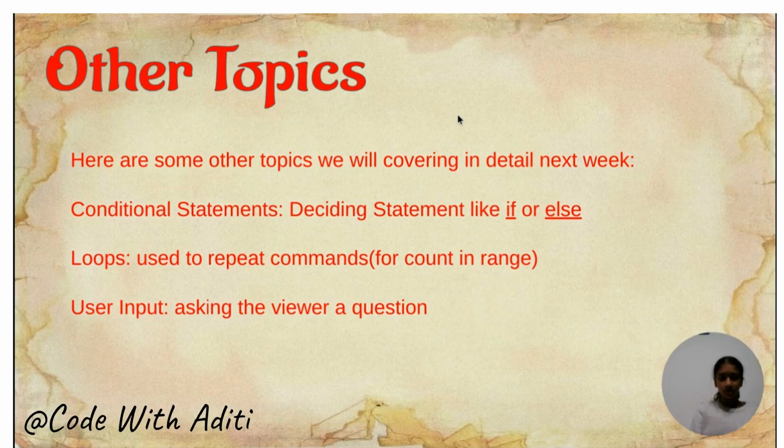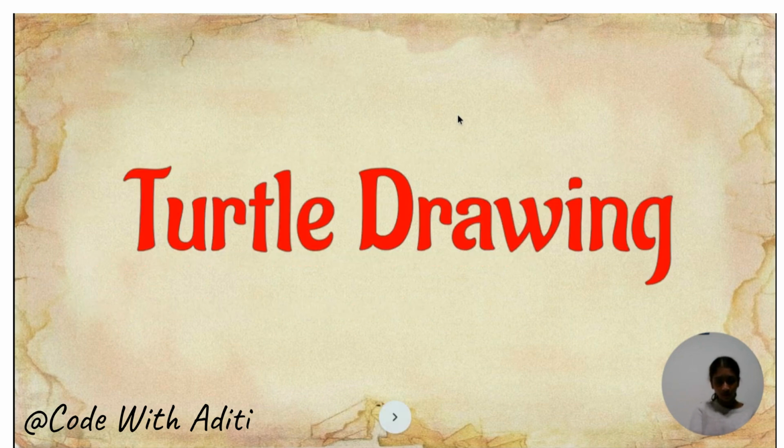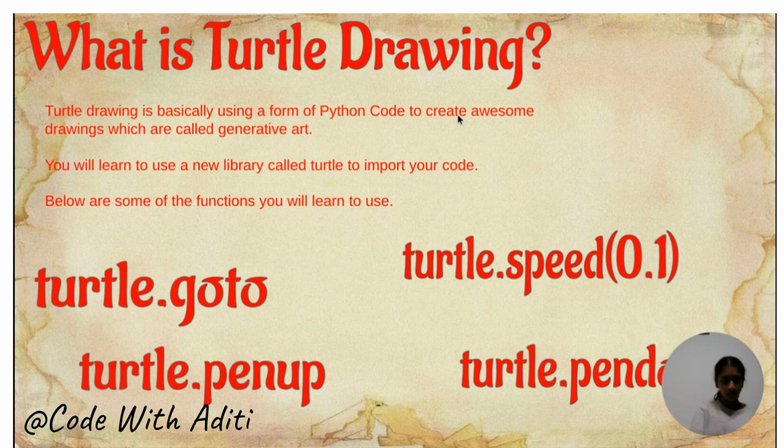Next meeting, these are some other topics I will be going over in more detail. Conditional statements, these are like if or else statements. Loops, which are used to repeat commands, and user input, which is like asking the viewer a question. And obviously I'll have examples next time. Turtle drawing, I'm hoping to go over this. If not, I'll make a separate series or a couple of videos on what this is, but nothing too in-depth. So it's just a form of Python code to create awesome drawings, and they can be used, if you're making a game, to just make the game more fun.